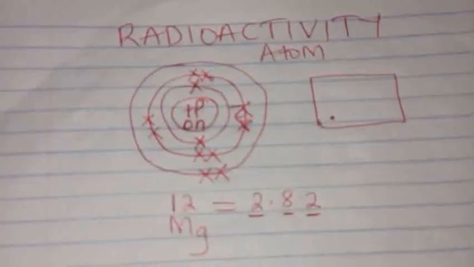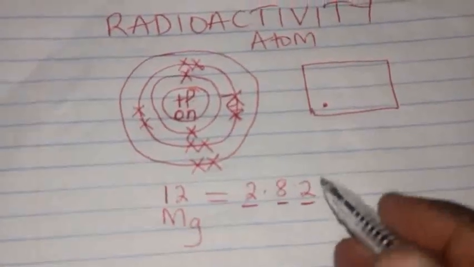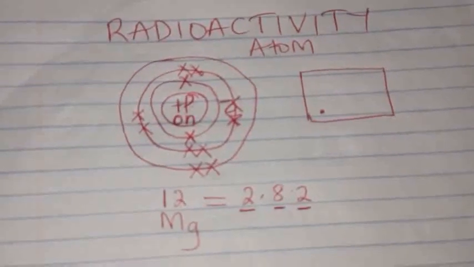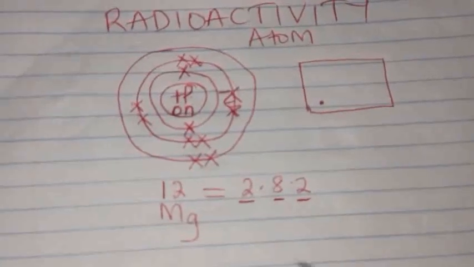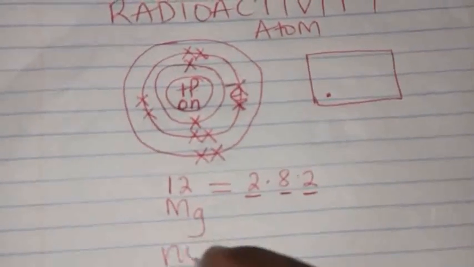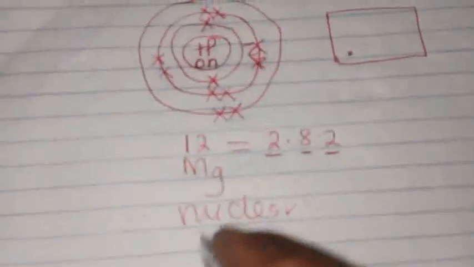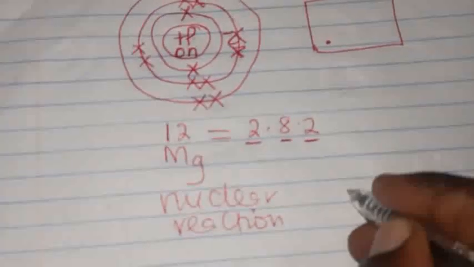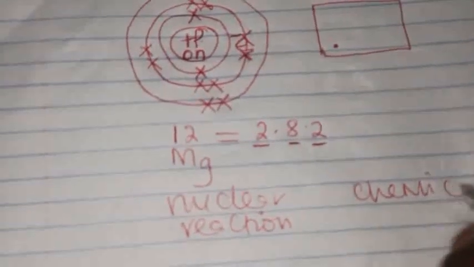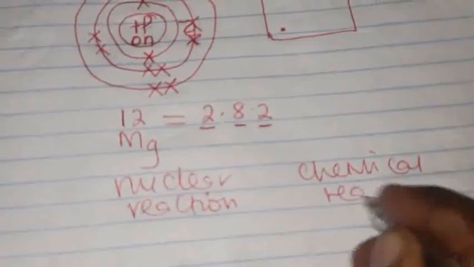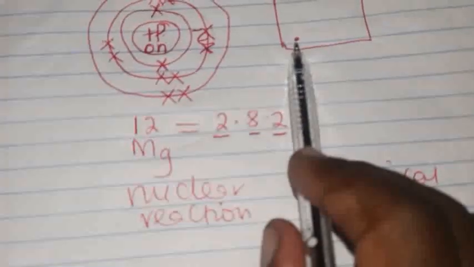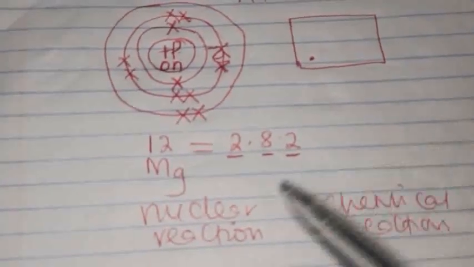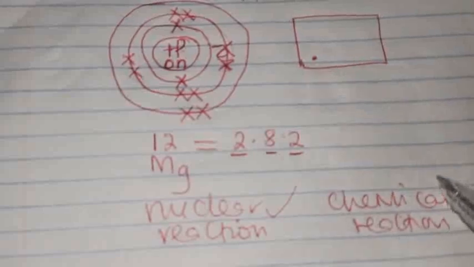Okay, so to proceed forward, when an atom takes part in a chemical reaction, the reaction it can take part in can either be a nuclear reaction or a chemical reaction. So we've said this atom can take part in a reaction. The reaction it can take part in can either get called a nuclear reaction or a chemical reaction.